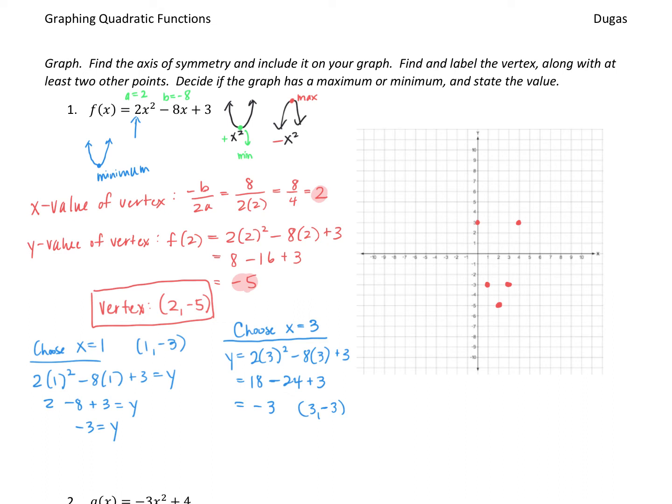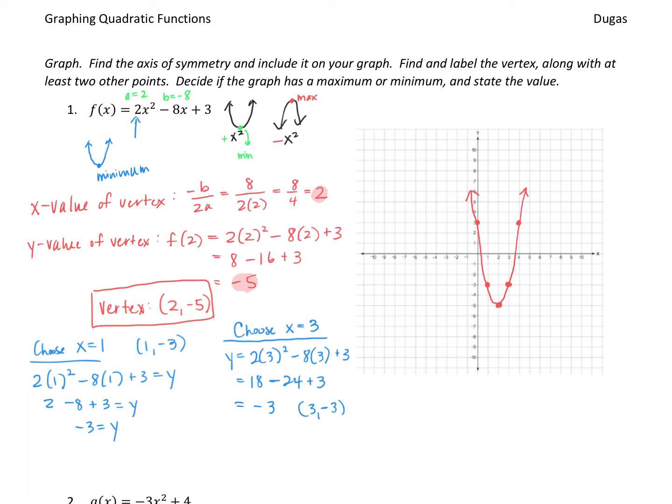Once you have at least 3 points, you have an idea what your graph looks like. You know it should be a U or a parabola because it's a quadratic. You can connect those points and then put arrows on the ends to show that they're going up forever. So that's a sketch of the graph.